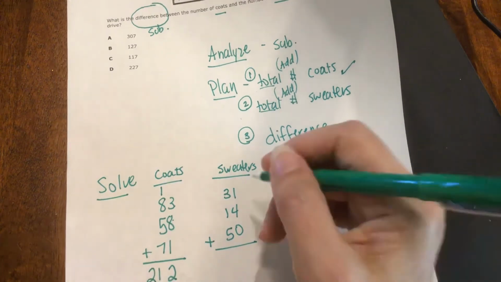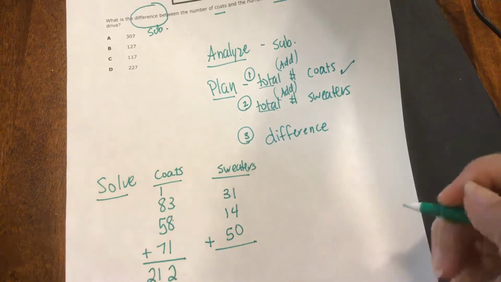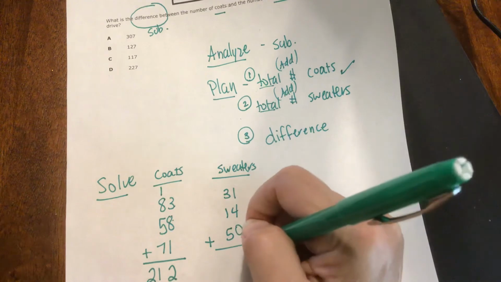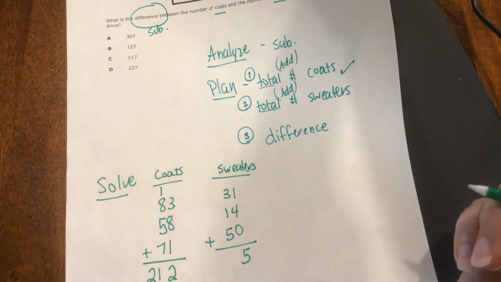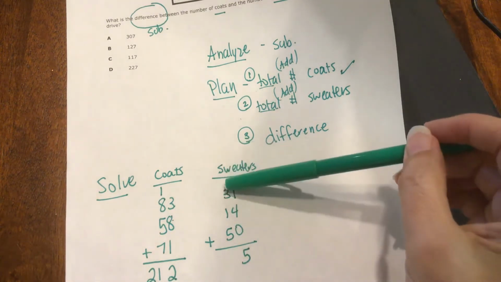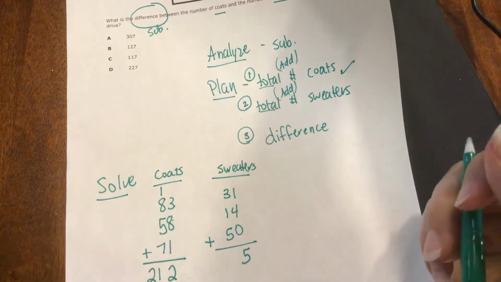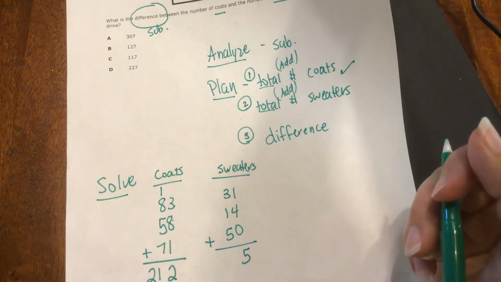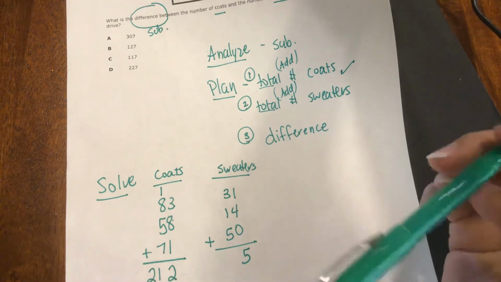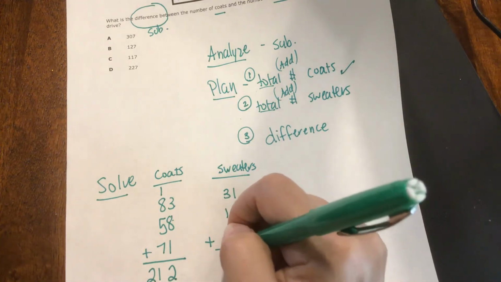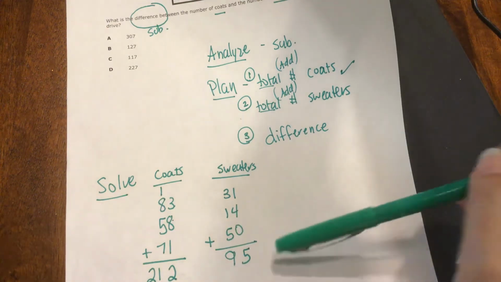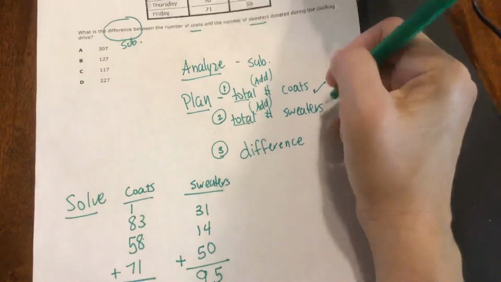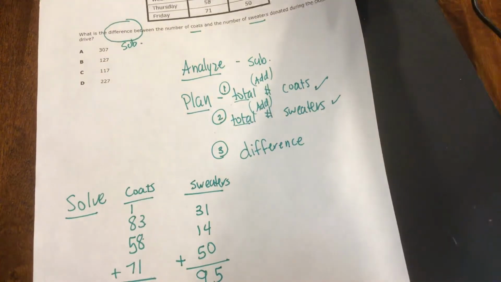So in the ones place, I have 1 plus 4 plus 0. You are correct, that's 5. Now let's add our tens. We have 3 plus 1 plus 5. And if you got 9, you are exactly right. So we had a total of 95 sweaters that were donated on Wednesday, Thursday, and Friday.